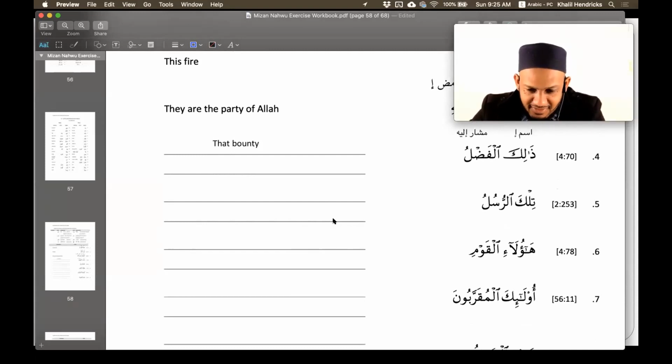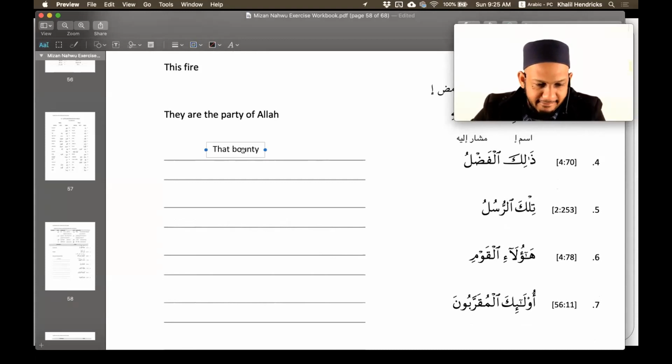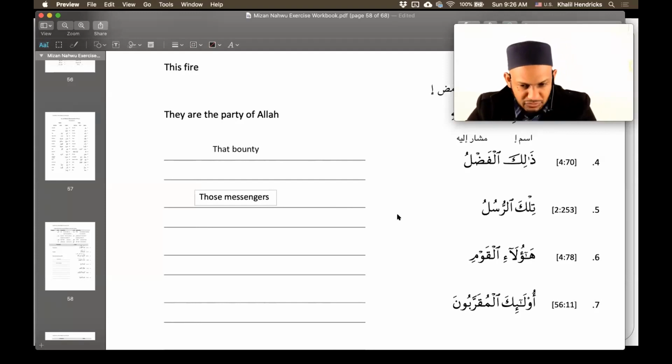For number 5, I have that messenger. Okay, so how do you translate the word rusul? Remember, the word Rasul is a messenger. So what is a Rusul? Is it messengers? Messengers. So a Rasul is one messenger, and many messengers are Rusul. So how do you translate Tilka Rusul? So those messengers. Okay, good.